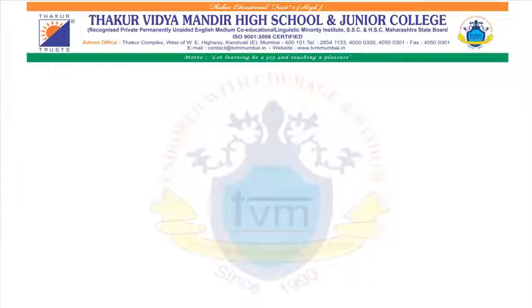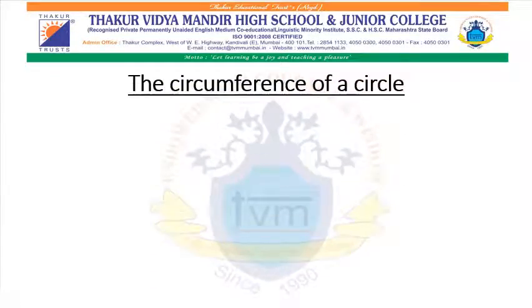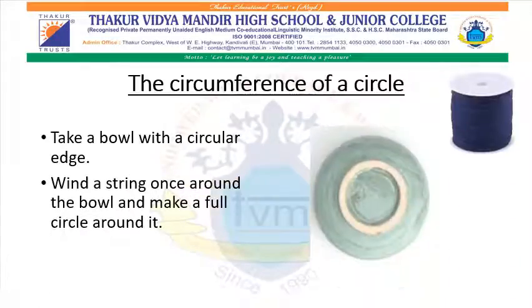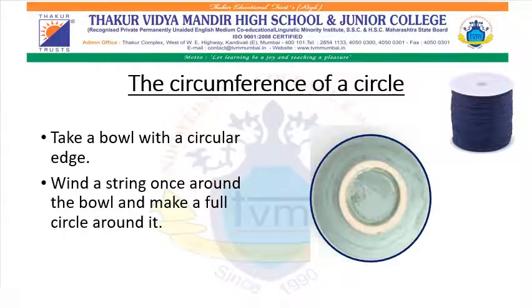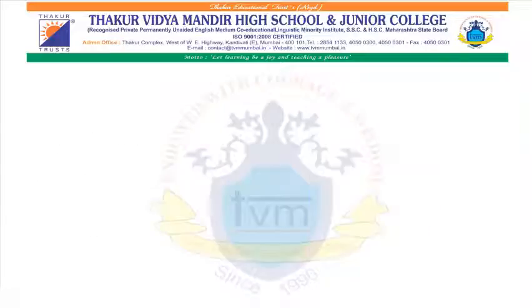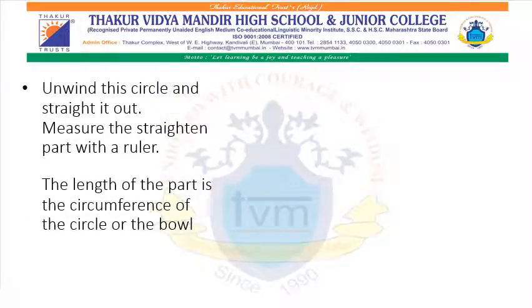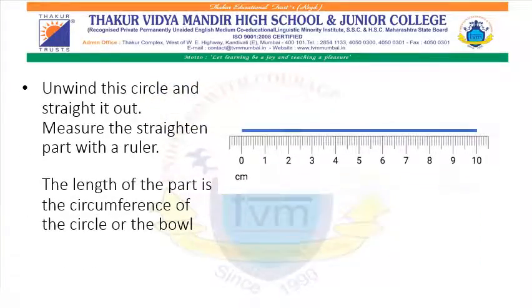Now let us see the circumference of a circle. How can you find the circumference of a circle? Take a ball with a circular edge. Wind a string once around the ball and make a full circle around it. Unwind this circle and straighten it out. Measure the straightened path with the ruler. The length of the path is the circumference of the circle or the ball.